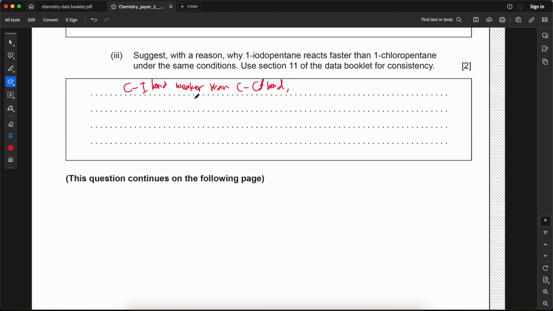So the C-I bond is weaker than the C-Cl bond, as it will break more easily. Why? Because Cl is more electronegative, so it is stronger in attracting electrons compared to iodine. So that's why the C-I bond is weaker than the C-Cl bond.